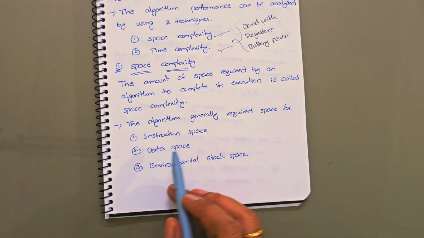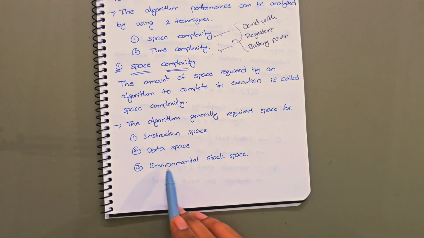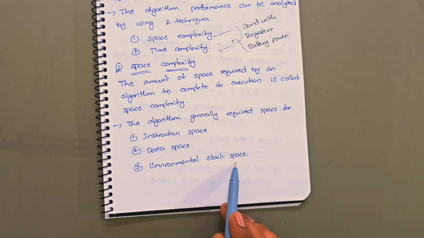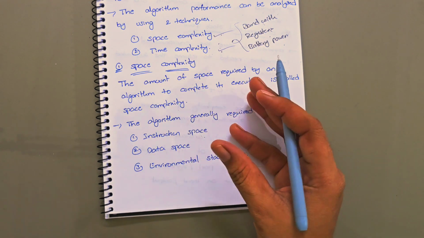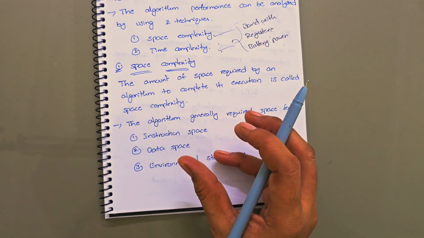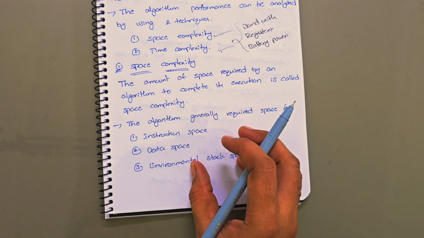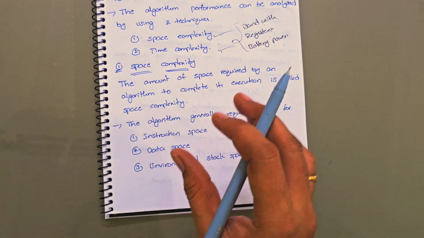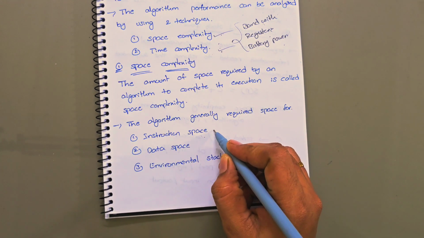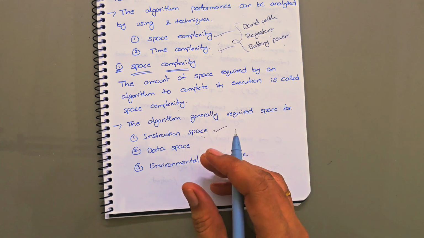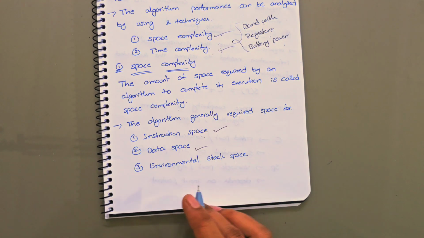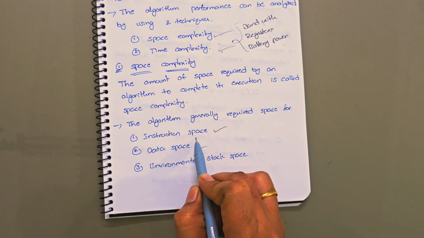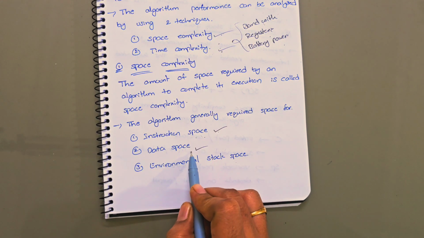Generally the space required is instruction space, data space and environmental stack space. Instruction space: once you write the algorithm, to store whatever instructions you have, you require space, right? So all those instructions will be stored in instruction space. If you have any variables or constants, they will be stored in data space. All instructions are stored in instruction space and all variables and constants are stored in data space.